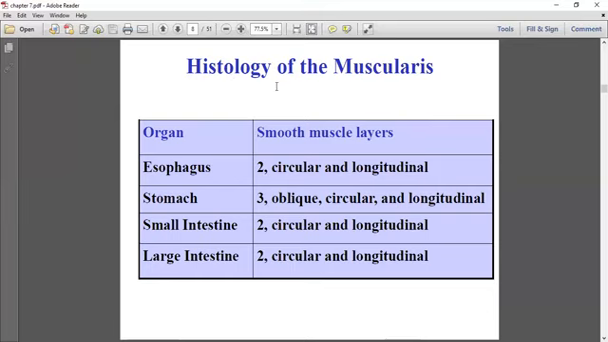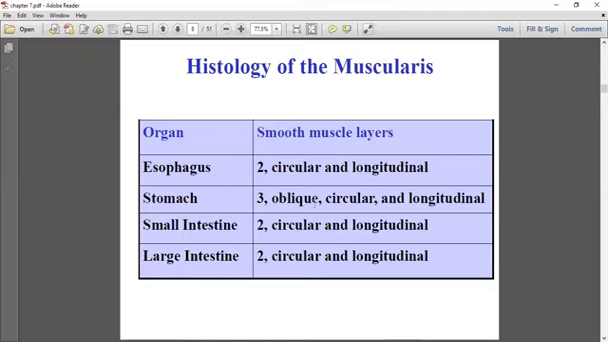Histological features of the muscularis or musculosa: esophagus, composed of 2 layers. These layers are arranged in circular and longitudinal. Mostly the inner layer is circular in arrangement, and the outer layer is longitudinal in arrangement.